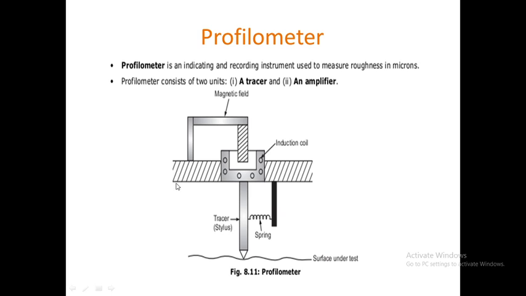Now the entire setup or the pickup unit is moved over the surface. Now when this stylus moves over the surface, due to the irregularities, that is the hills and the valleys, this tracer or the stylus having the diamond probe will move in vertical direction, that is up and down. And since this induction coil is connected with the stylus, it will also have a vertical motion. Now due to the vertical motion of the induction coil, an EMF will be generated, since here we have a magnetic field produced by the permanent magnets.